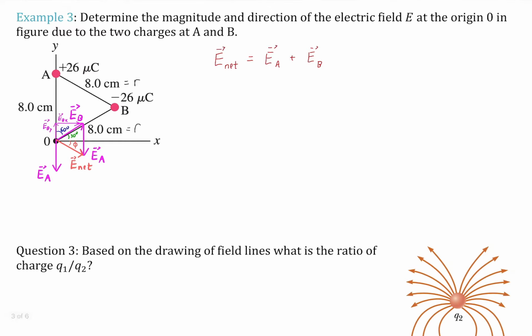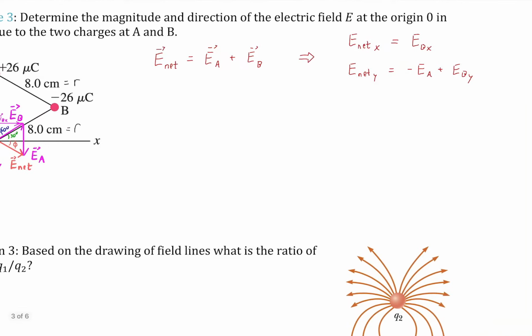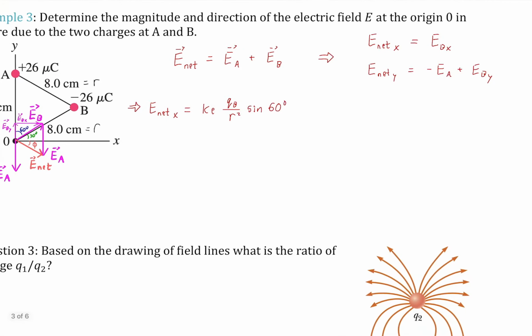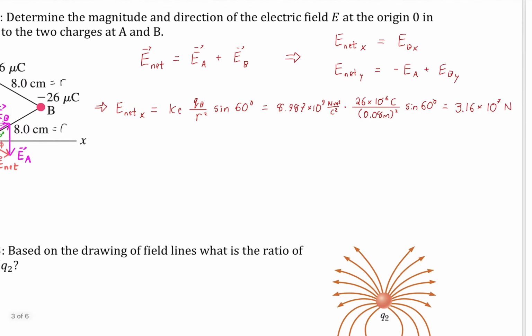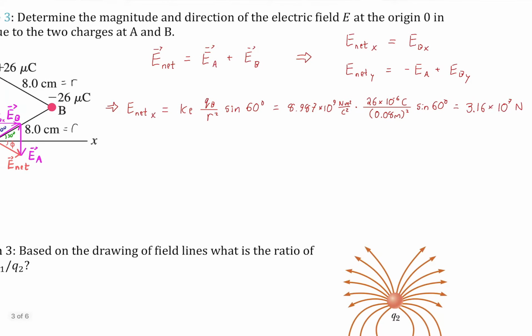So here we have the net force equation, the vector equation, but we've got to split that into components as we do with any vector equation. So we just think about the x and the y. And the x is just going to be this component. So that one is pretty easy to deal with. All right, and we work it out. So there's our net x value, and it's 3.16 times 10 to the 7 newtons.